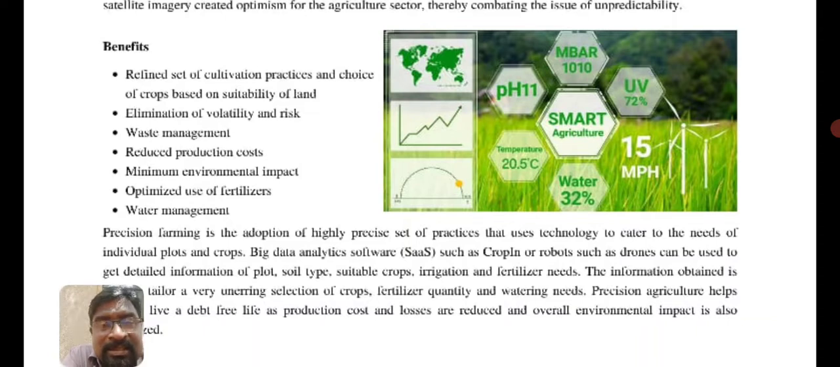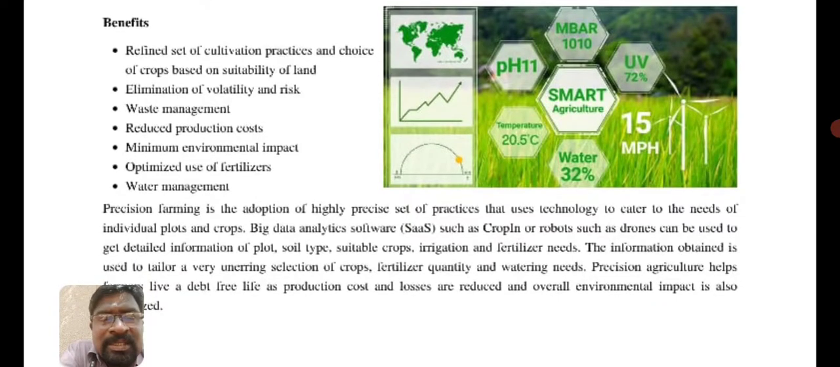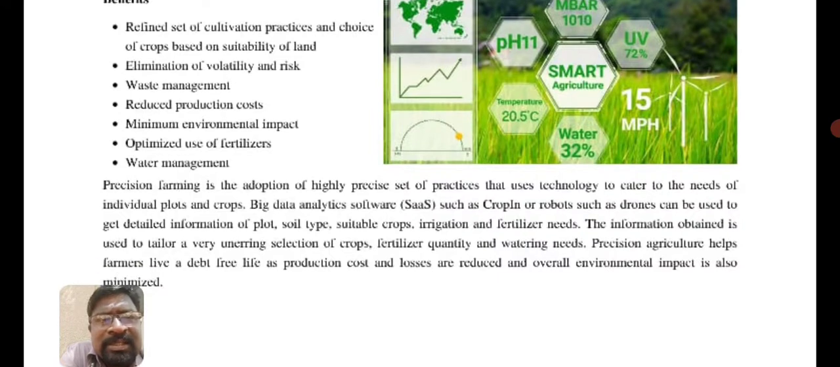That means agricultural practices as well as obtaining the yield are highly uncertain, due to drought or heavy rain, whatever the reason, the final yield may get affected. Then waste management: waste can be effectively reduced by implementing precision farming. Then there is reduced production cost and minimal environmental impact.